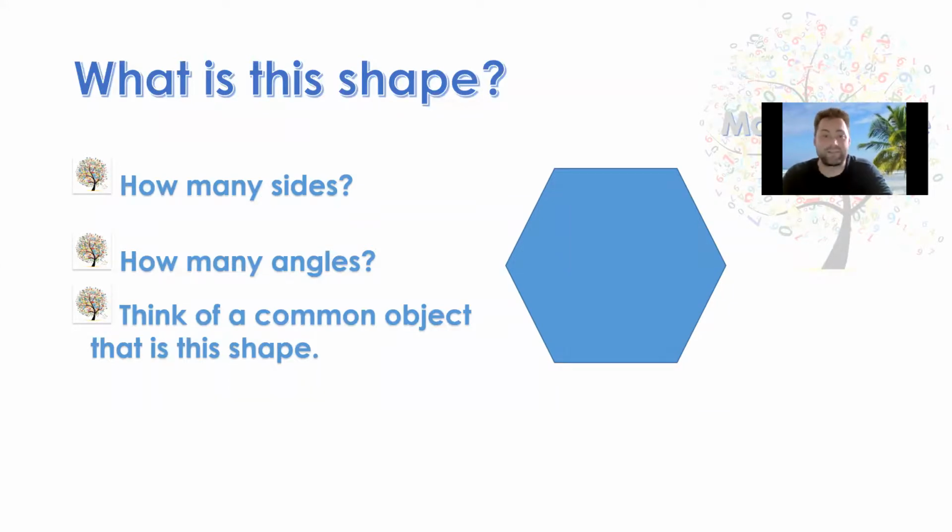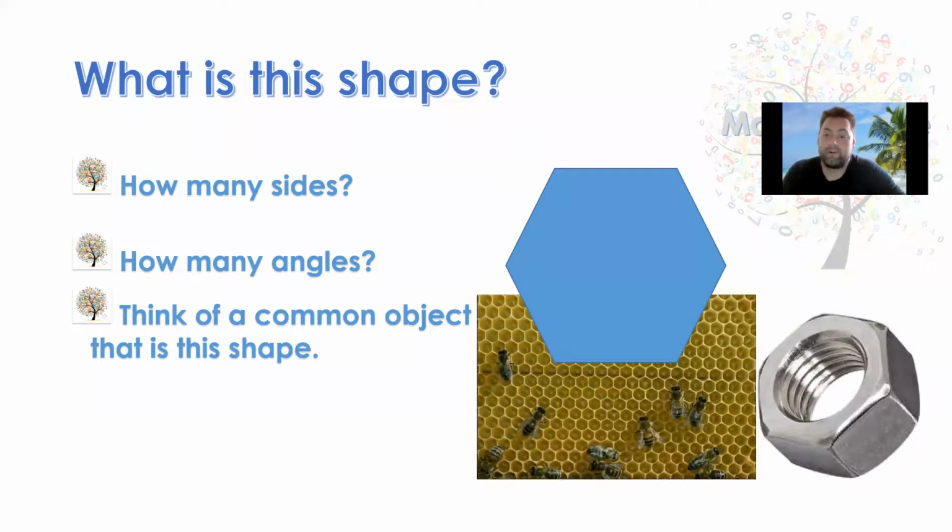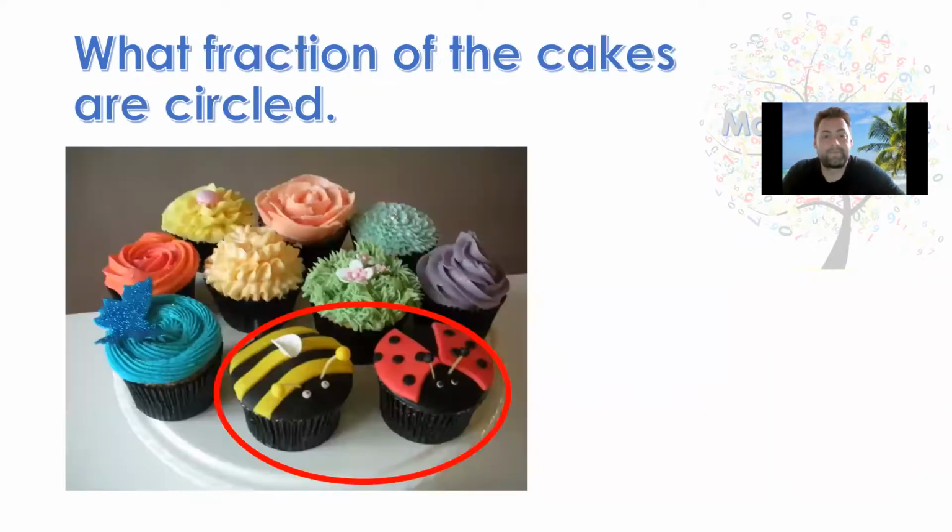So this is a hexagon. It has 6 sides. There are 6 angles. And a common object to think about for this, oh, this one's quite a tricky one. Some of you may have said a 50p piece. But 50p is actually a 7-sided shape. Maybe honeycomb that you see in the honey. Oh, yes, or a nut or a bolt.